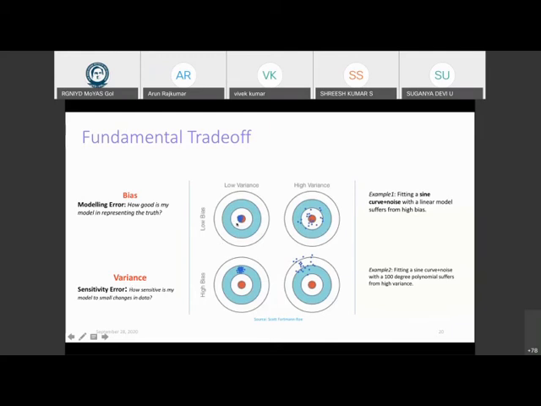Now, the holy grail is to achieve a model with low variance and low bias. But typically this is very tough to get.